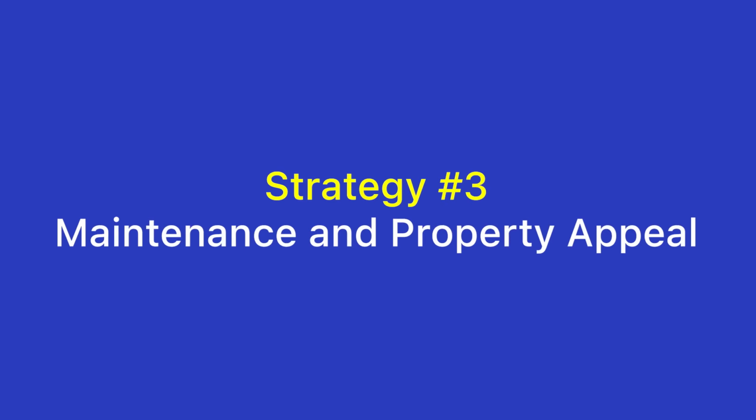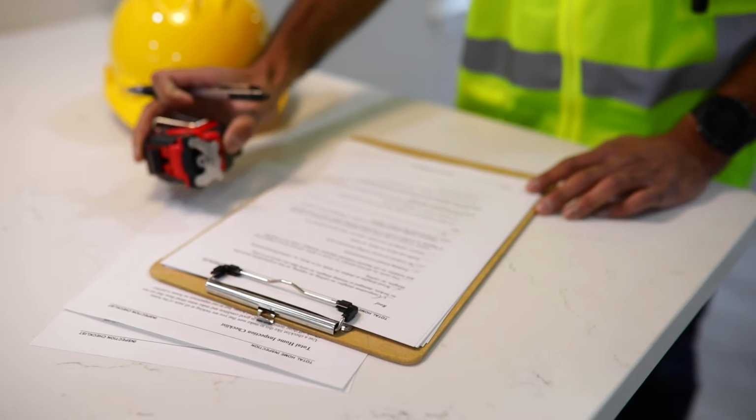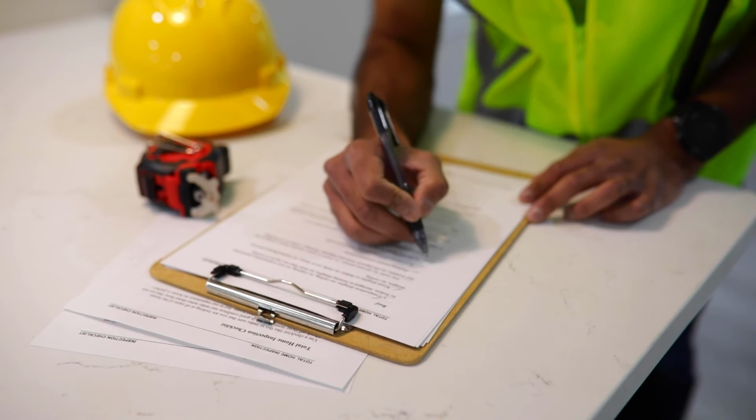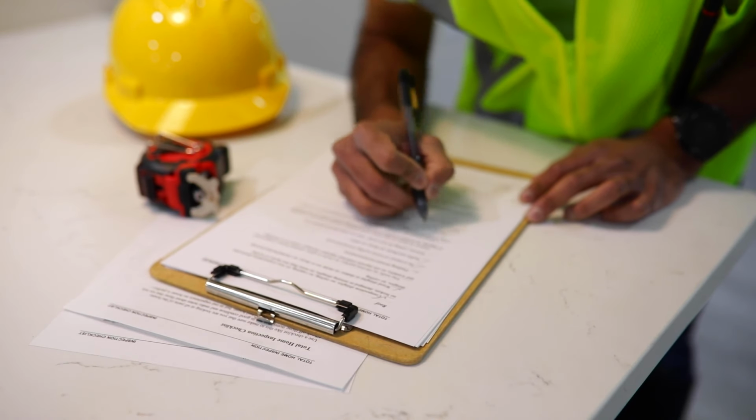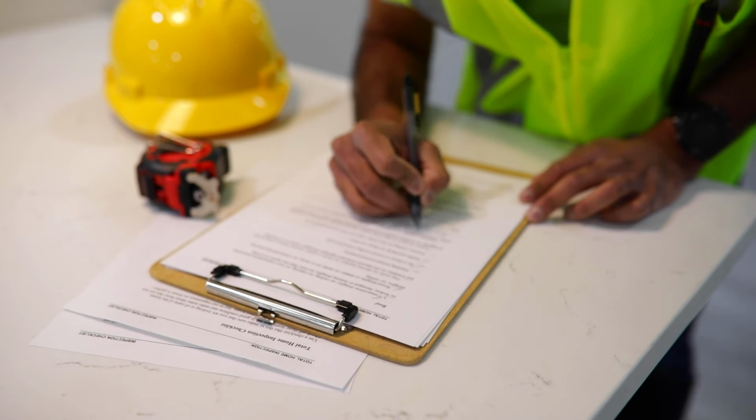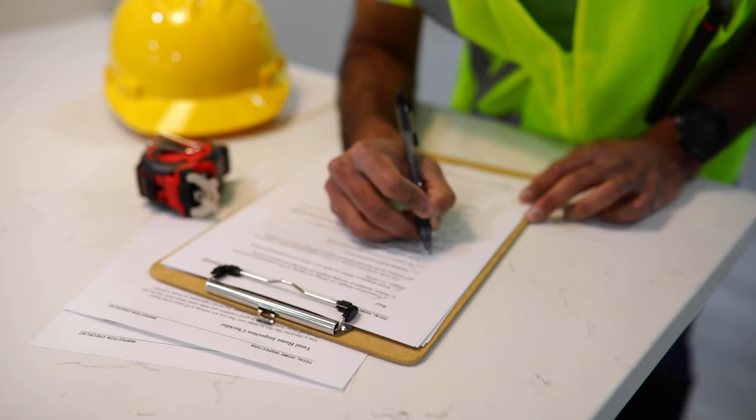Strategy number 3, maintenance and property appeal. Maintaining your rental property is non-negotiable. Regularly inspect and address any maintenance issues promptly. A well-maintained property not only attracts better tenants, but also reduces vacancies. Don't underestimate the power of curb appeal. Keep the property's exterior and landscaping in top shape to make a lasting first impression.